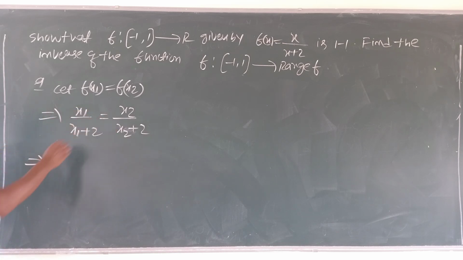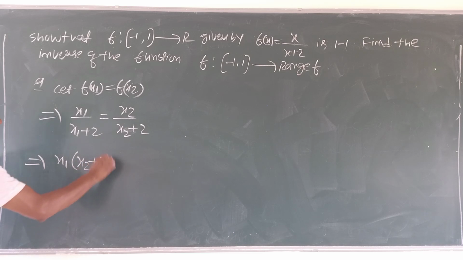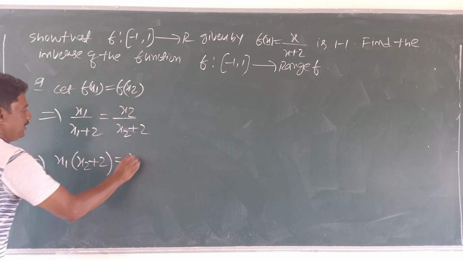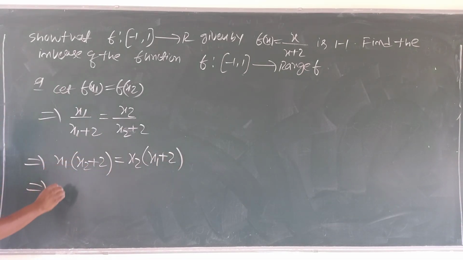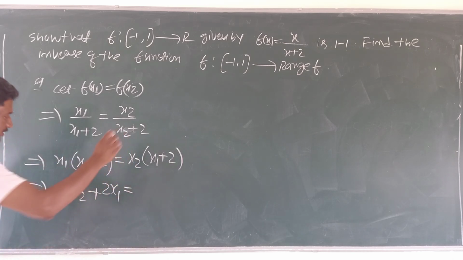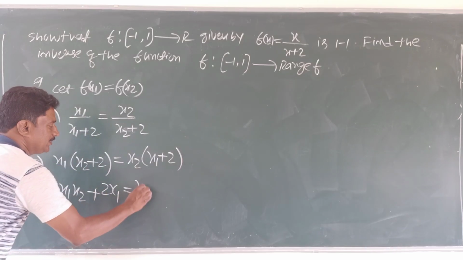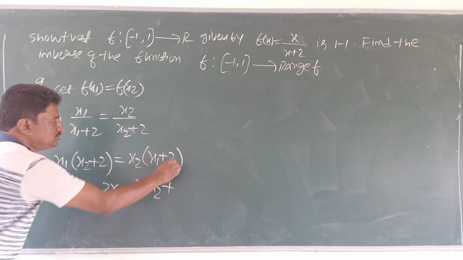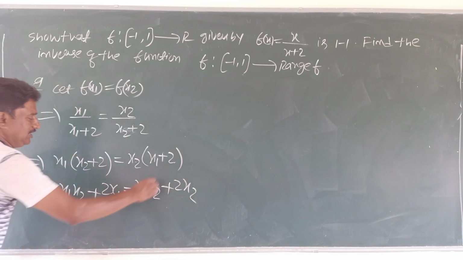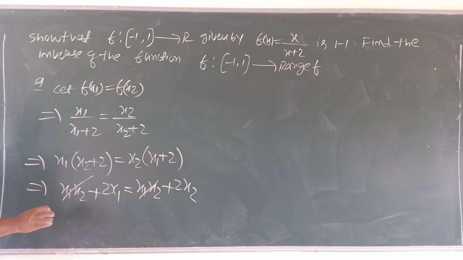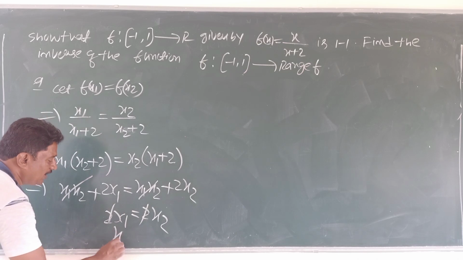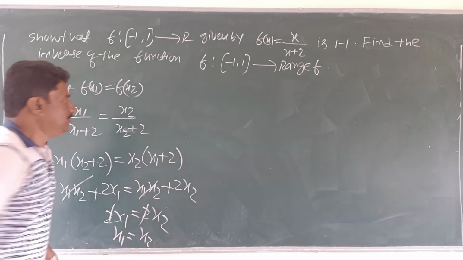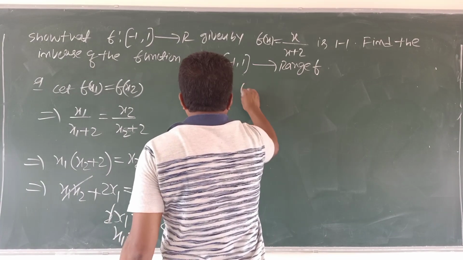That implies x1(x2 + 2) = x2(x1 + 2). Multiplying, x1x2 + 2x1 = x1x2 + 2x2. x1x2 gets cancelled, 2x1 = 2x2, 2 gets cancelled, x1 = x2. Therefore f is one-one.